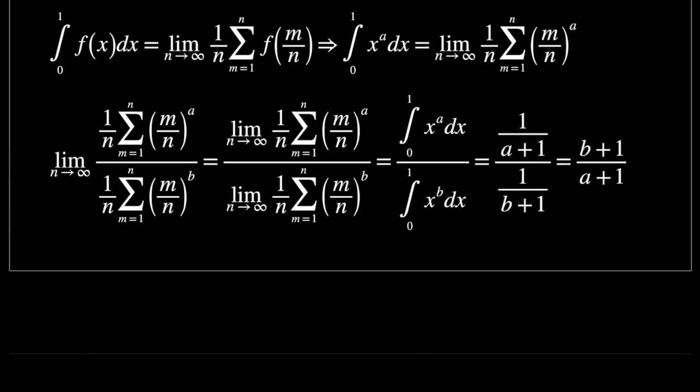Now, it is important that both b and a are strictly bigger than minus 1, otherwise this won't converge. But I really think that this was a nice exercise using Riemann sums and a good example of why they're so cool. We're basically turning boring limits and sums into integrals, which are fun.